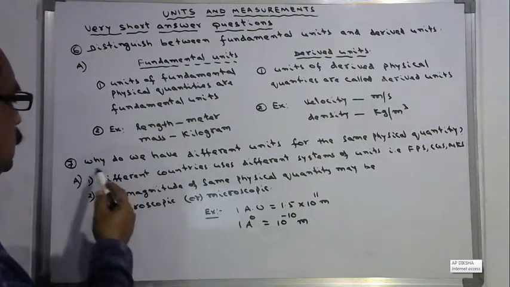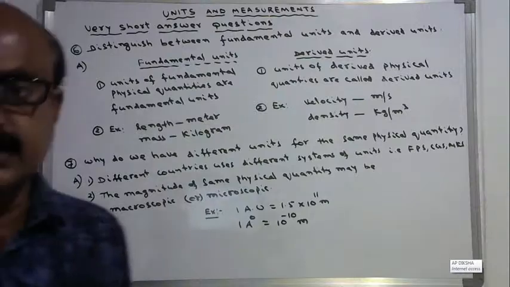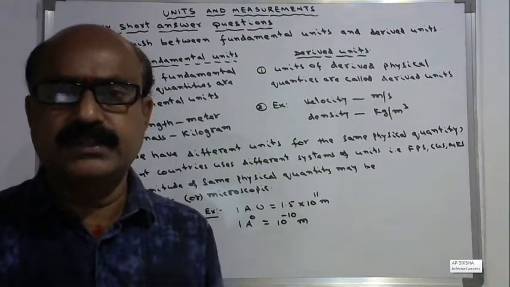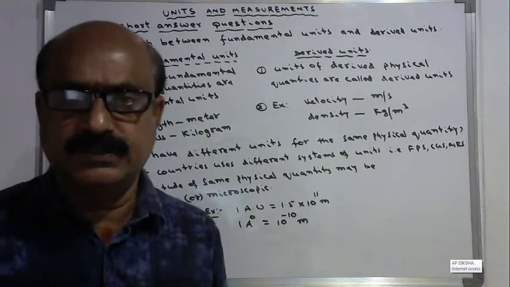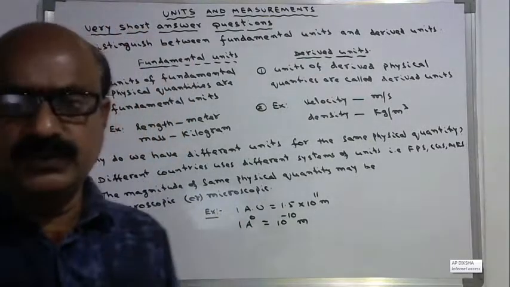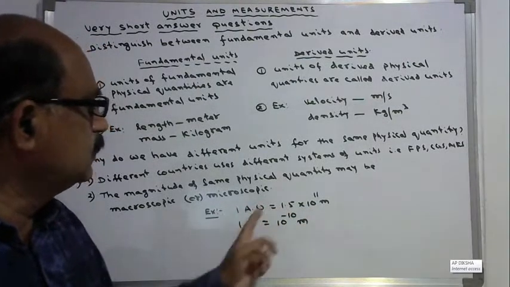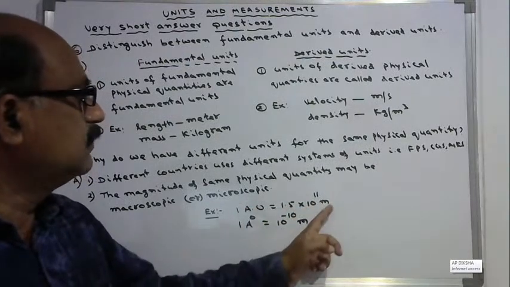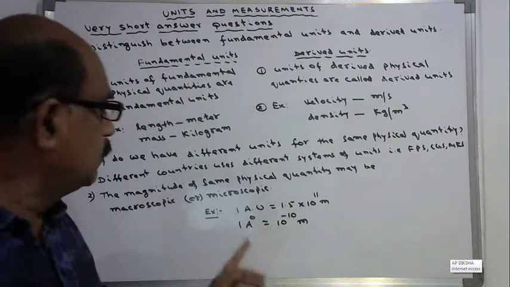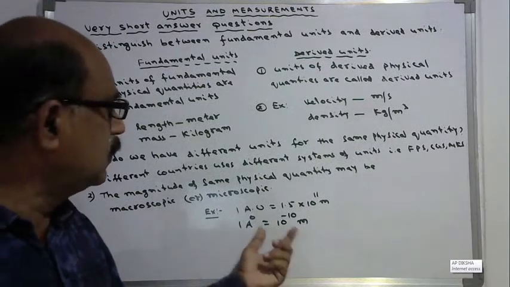And now let us go to the next question. Why do we have different units for the same physical quantity? See, there are several systems: CGS system, metric system, FPS and MKS. So different countries adopt different types of measurements. For example, the distance between the sun and the earth is a very long distance. So 1 AU, astronomical unit, is a unit of length, 1.5 times 10 power 11 meters. Instead of saying 1.5 times 10 power 11 meters, we simply say 1 AU. 1 angstrom is equal to 10 power minus 10 meters, a very, very small length.